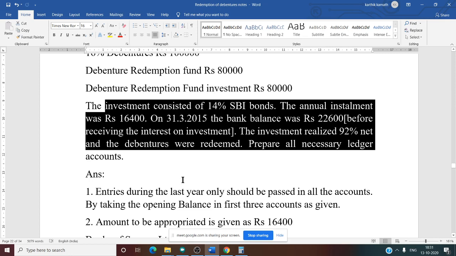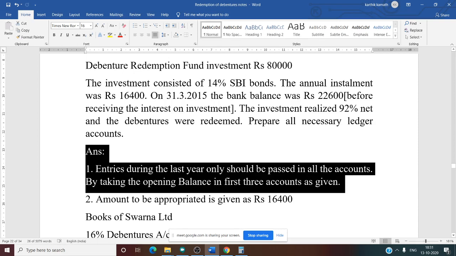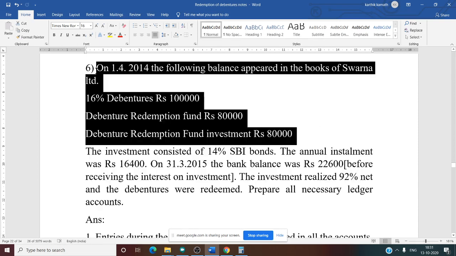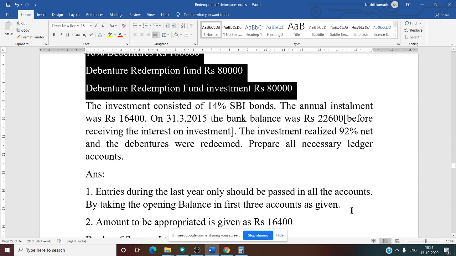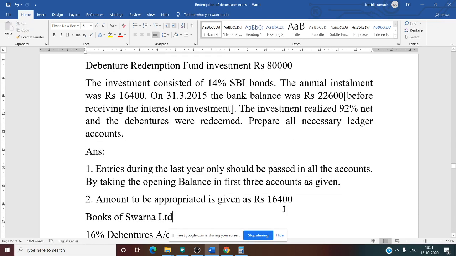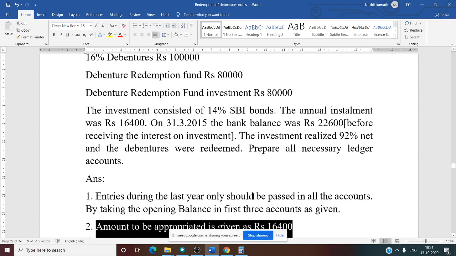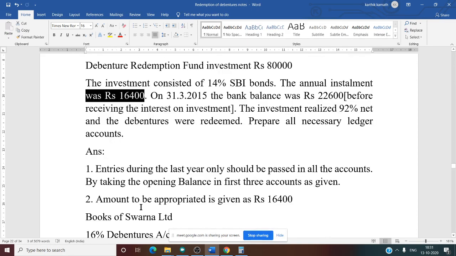So now the answer part. See this. There are some notes given. What is this note? Entries during the last year only should be passed in all accounts. Why? Because only one year's information is given in the question for all accounts. The first three accounts as well as the next two accounts, last year entry only, taking the opening balance in the first three accounts. Okay. The amount to be appropriated is given as 16,400. That I have already told. The appropriation amount is given in the question itself. See this, the annual installment is given in the question itself. No need to calculate a working note. So by seeing the problem, we can directly go with the ledger accounts.